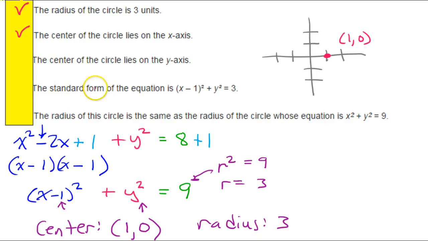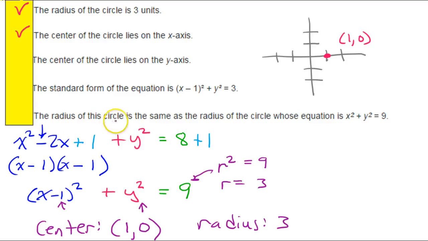The standard form of the equation is shown here. Well, yes, we just did that. So the standard form, (x minus 1) squared, yep. Y squared, yep. Oh, but then they just have 3. It should be a 9. So that's wrong. So nope.